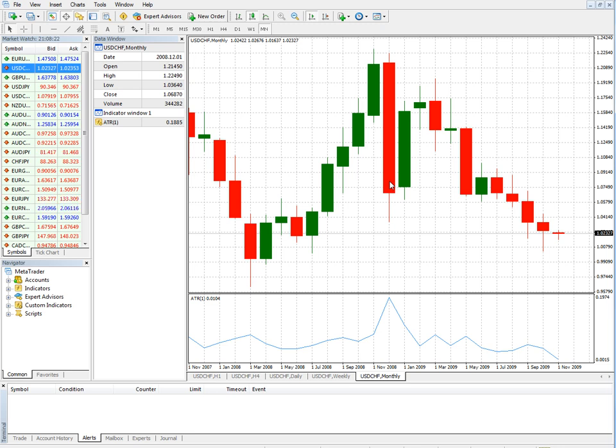Some may have the pattern that you're looking for, but not be of the right type of range or volatility that fit within your risk parameters. See, for instance, this month right here, well, that's almost 2,000 pips. Big move. So you may not want to trade that particular inside bar. So you may look for something smaller. You may look for something along these lines.